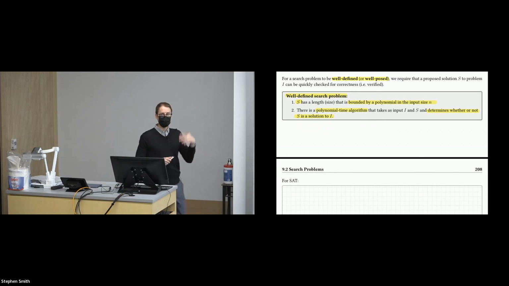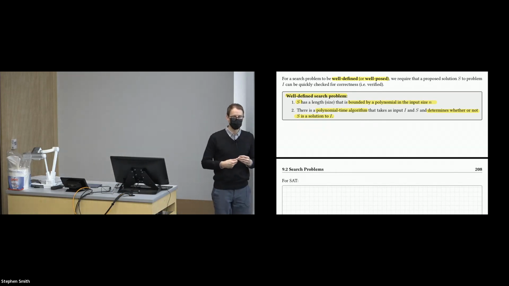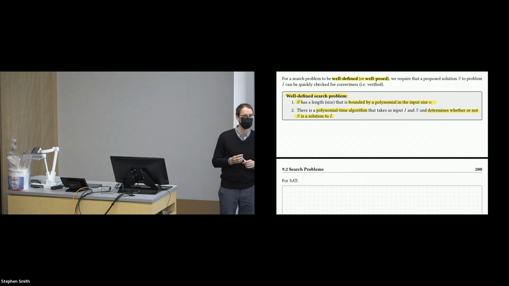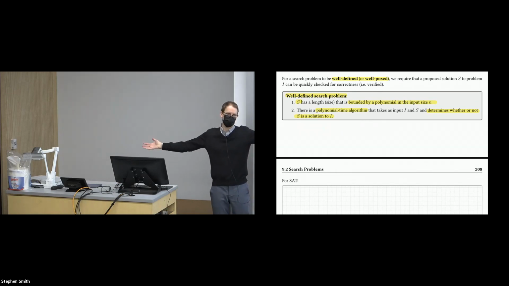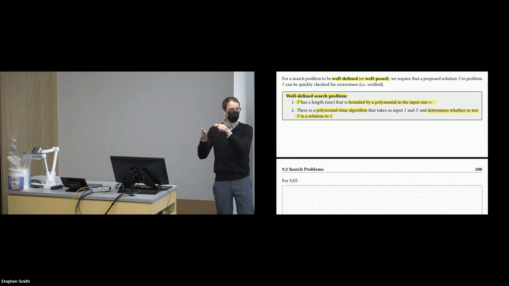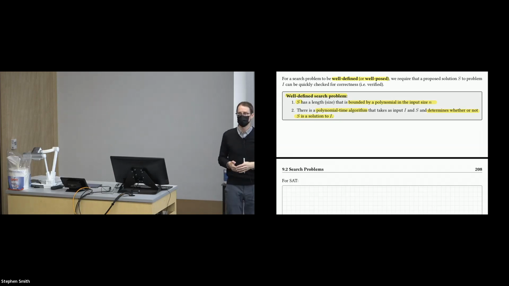So are these satisfied for SAT? Or can you see why they're satisfied for SAT, these two criteria? The input's a formula, right? So presumably the formula contains all the variables because you only have to consider the variables that appear in the formula, right? So our satisfying truth assignment is just going to be like an array of length equal to the number of variables with either true or false in each entry. That's actually going to be linear in the input size, right?